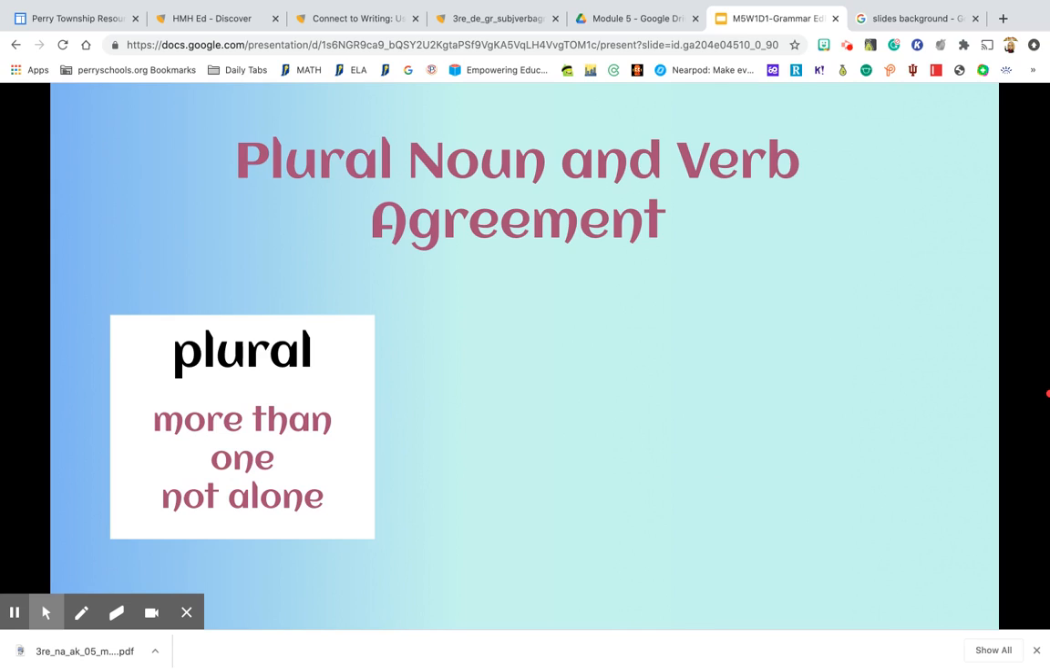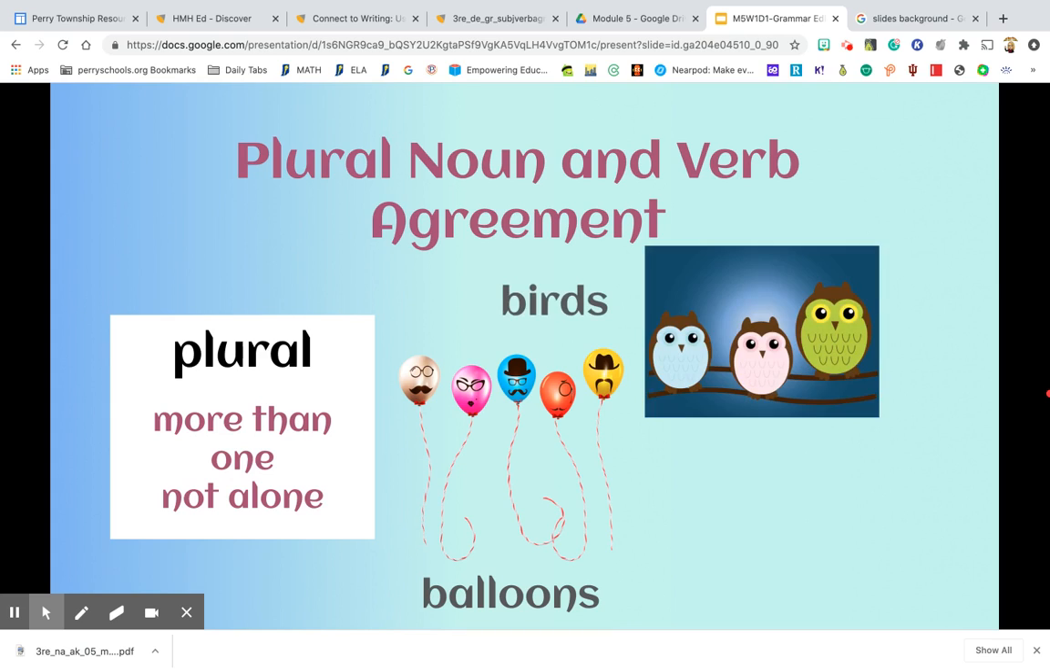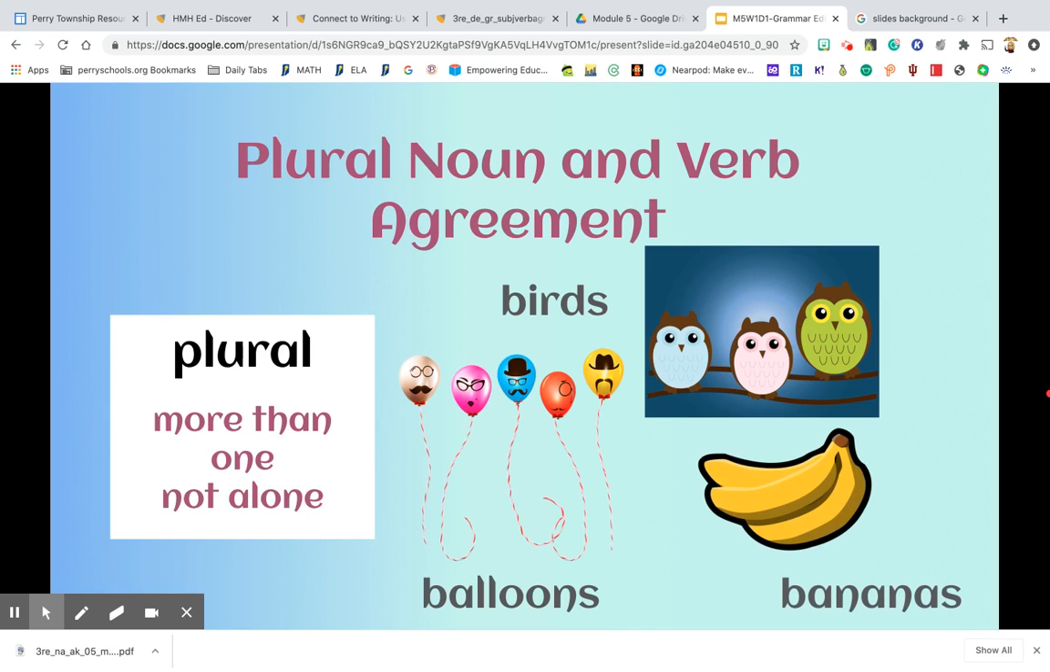Now, looking at plural noun and verb agreement, we're looking at plural nouns, which mean more than one, or not alone. Some examples of plural nouns are balloons. There is more than one balloon. There are 5 balloons. Birds. There is more than one bird. There are 3 birds, so we add the S. Bananas. We are talking about more than one banana, so it is plural, bananas.